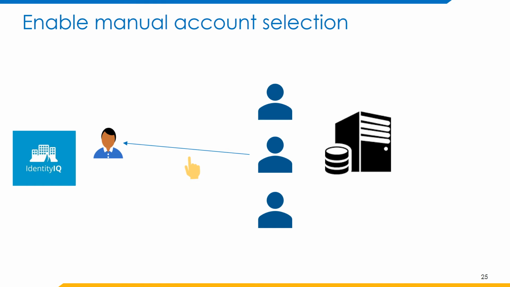The next option that we are going to consider is enable manual account selection. This option helps us send email notifications regarding the accounts that are not correlated. That way, we are notifying that there are accounts that are not correlated to any identity, and we are requesting them to correlate these accounts to some identity.